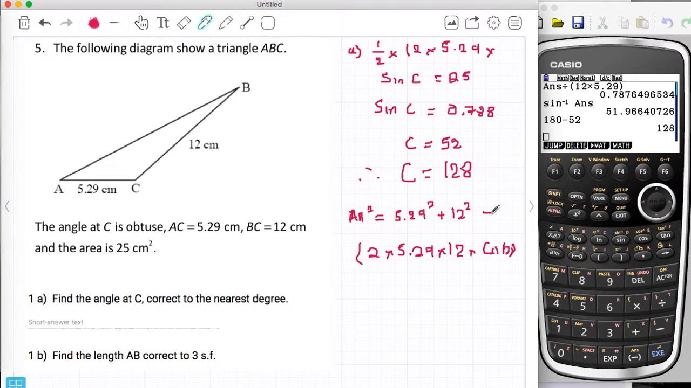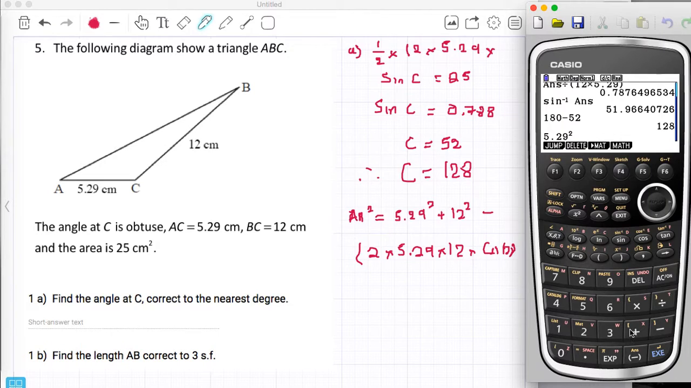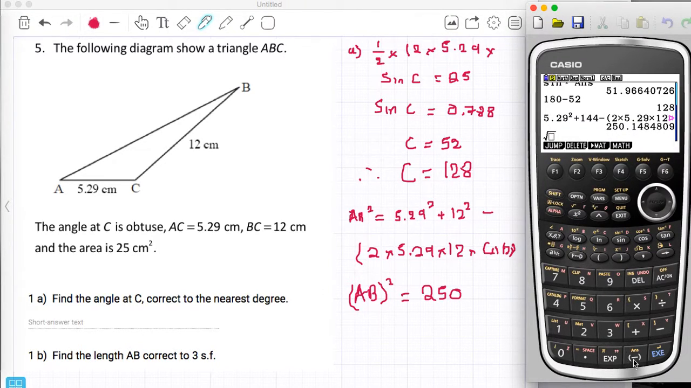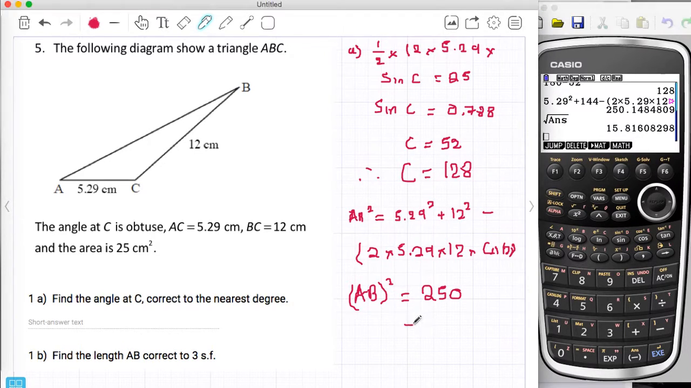So the reason I put a minus here and a bracket is because when I do this on my calculator, 5.29 squared plus 12 squared minus, I know that this bracket is actually going to come out as a negative because cosine 128 is actually a negative. So I've done that whole calculation together and I get AB squared is 250. Should have a bracket around here really. And if it's all the calculator, it's all trigonometry, and I think it's fairly straightforward. 15.8 is the answer.